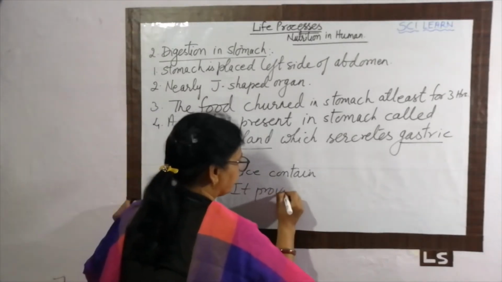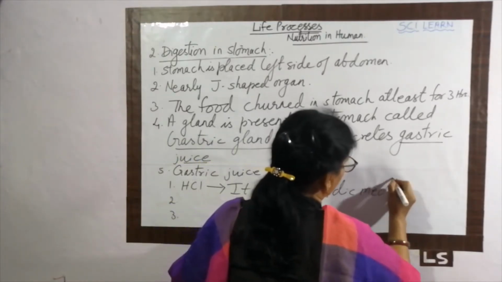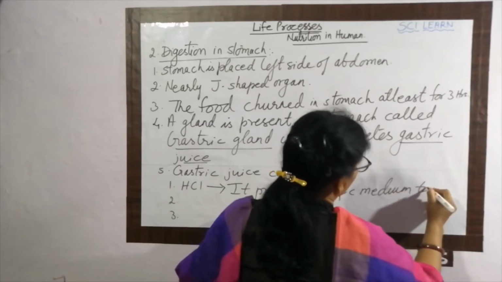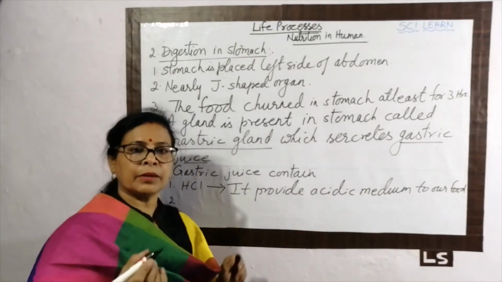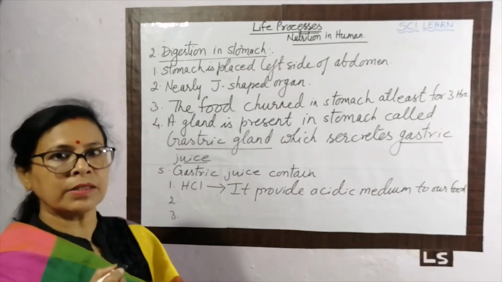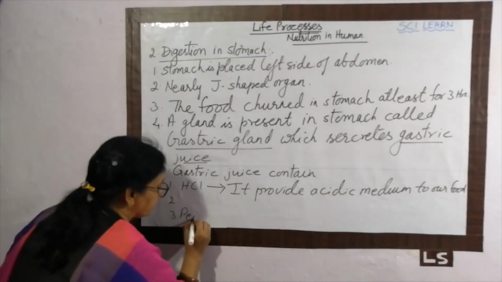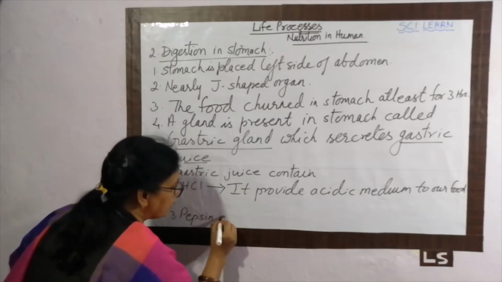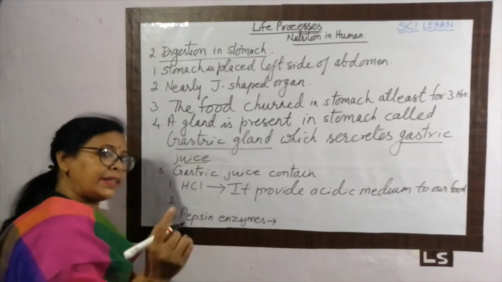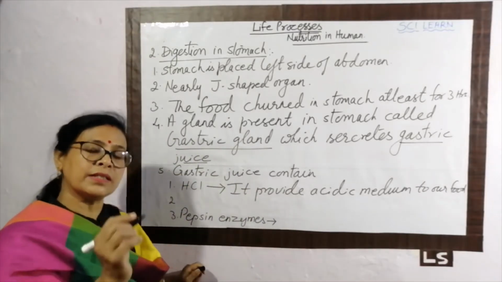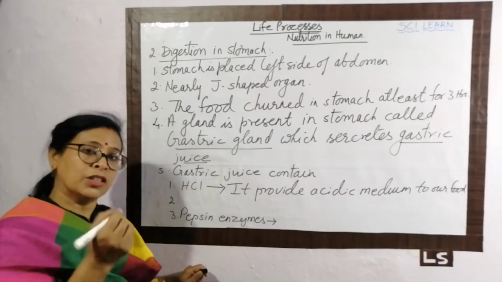It provides acidic medium to our food. Okay. Why is this acidic medium important? Because the gastric juice contains an enzyme called pepsin. It contains pepsin enzyme. And to activate pepsin enzyme, acidic medium is needed. इस pepsin enzyme को activate करने के लिए acidic medium needed है, जरूरत है.